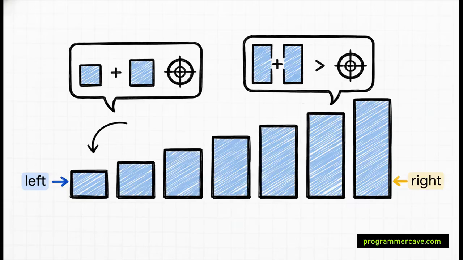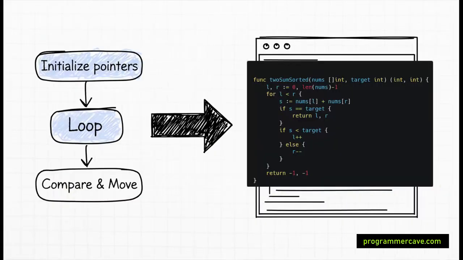So you start with your pointers at the far left and far right. You add up the numbers they're pointing at. Is the sum too small? Well, you need a bigger number, so you scoot the left pointer to the right. Is the sum too big? You need a smaller number, so you scoot the right pointer to the left. You just keep doing that until you find your match. It's really that straightforward.